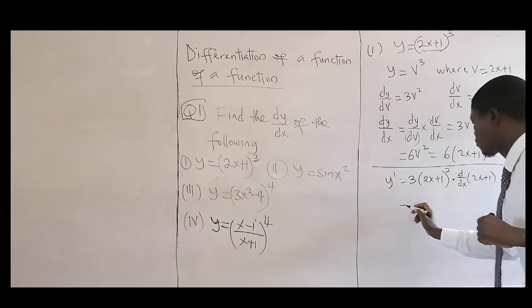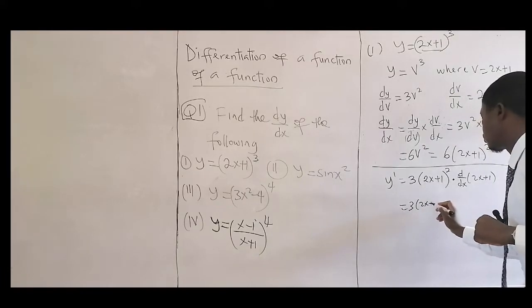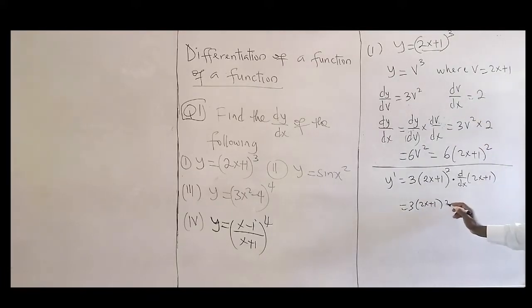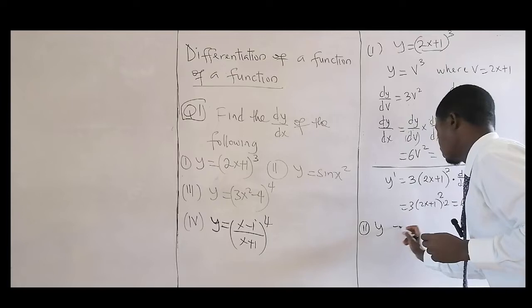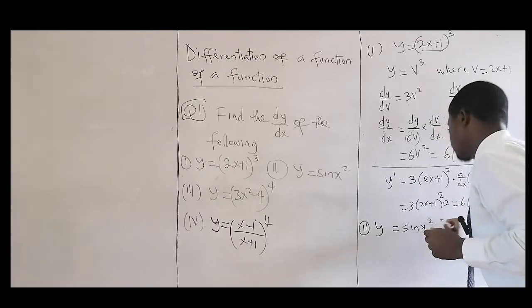That will be equal to 3 into bracket 2x + 1, and the derivative of this one is 2. Then you get 6 into bracket (2x + 1) squared. That's 3 into this one squared, and then times 2, that's 6. So you choose the one you like. Then question 2, we have y equal to sine x squared.